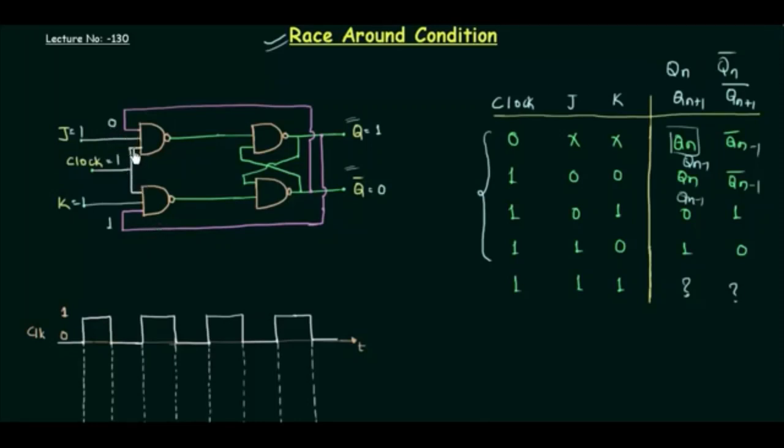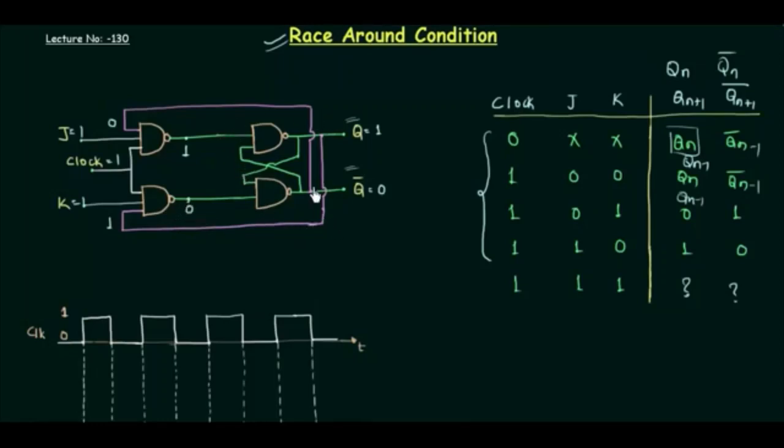Now these 3 inputs are given to this NAND gate and these 3 inputs are given to this NAND gate, and it's very simple to determine the value of these 2 NAND gates. 0 and 1 is 0, and we have to take the complement, so I'm having 1 at this point. 1 and 1 is 1, and taking its complement I'm having 0.